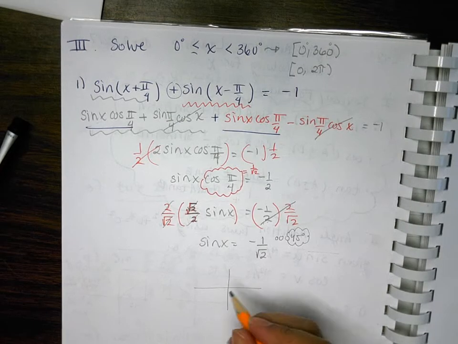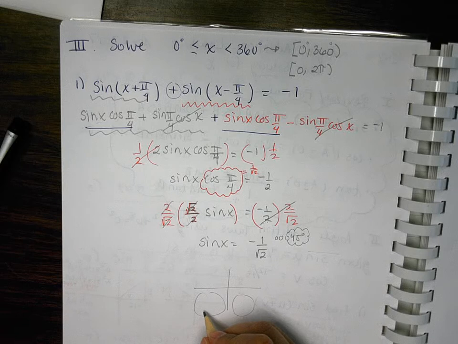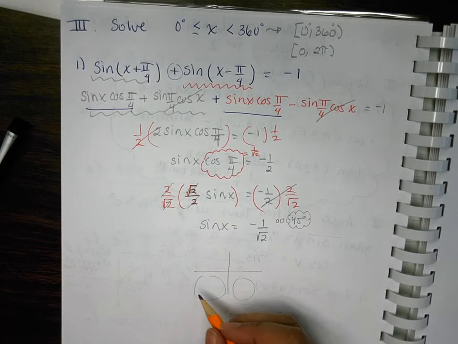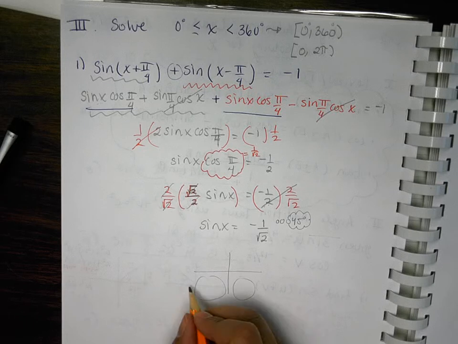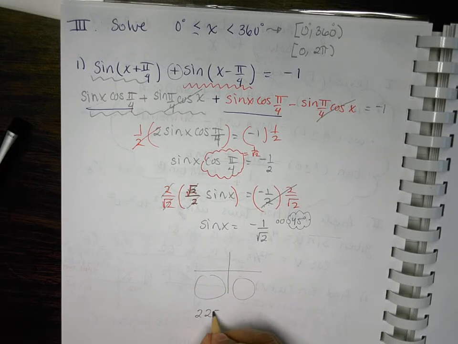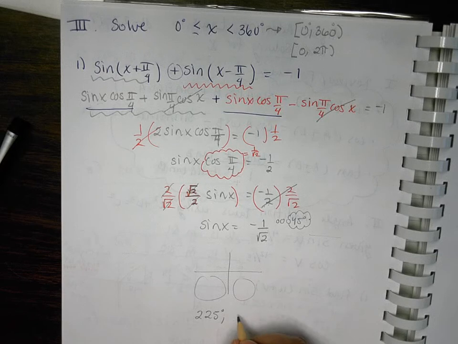3 and 4. So what is 45 degrees in quadrant 3? And what is 45 degrees in quadrant 4? Anybody have them? 2. Here it's bigger than 180, so 200 and what? 25. And here it's between 270 and 360, so 315.